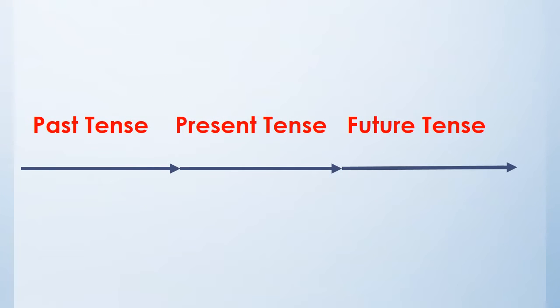And now we all know that there are three types of tenses: past tense, present tense, and future tense. Past tense tells us about action which is over. Present tense tells us about action which is going on, and future tense tells us about action yet to happen.